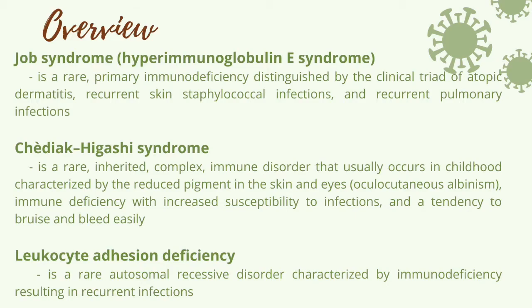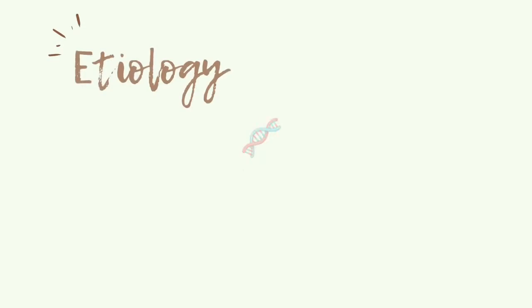Next is Chediak-Higashi syndrome. It is a rare inherited complex immune disorder that usually occurs in childhood, characterized by reduced pigment in the skin and eyes, immune deficiency with increased susceptibility to infections, and a tendency to bruise and bleed easily. Last is leukocyte adhesion deficiency. It is a rare autosomal recessive disorder characterized by immunodeficiency resulting in recurrent infection.